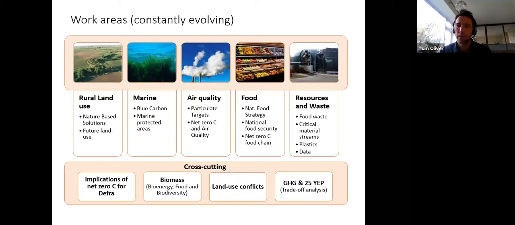And then we have a resources and waste strand as well. For example, thinking about securing critical material resource flows. And then there are these cross-cutting issues. So for example, net zero, or how to deal with multiple outcomes that we want from our land.